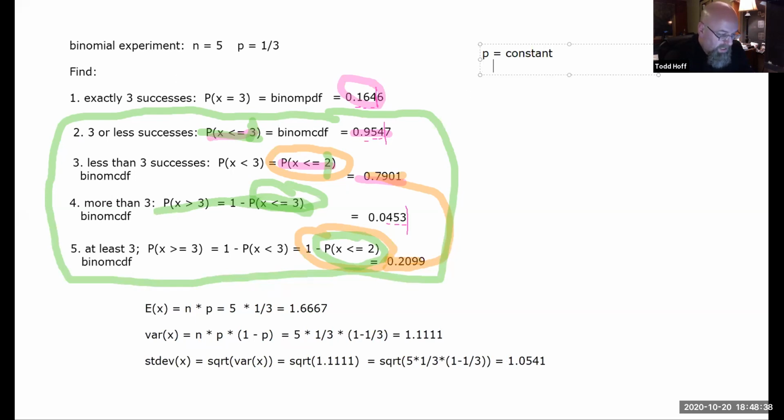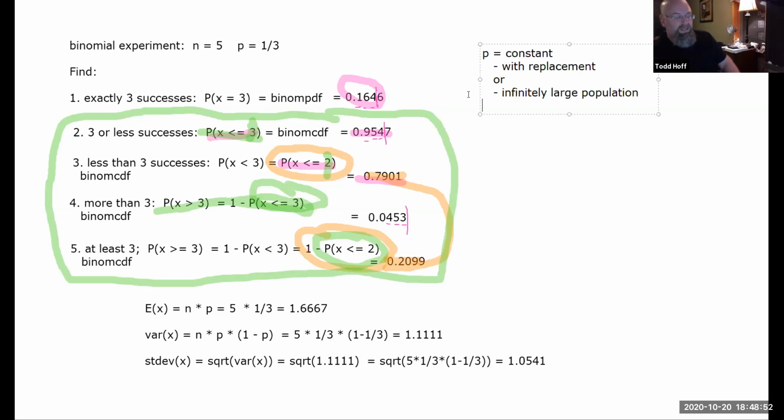In other words, either the selection is done with replacement, or we have an infinitely large population. If it's an infinitely large population, then it really doesn't change the numbers whether we put the one back or not, because it's still an infinitely large population. Now, realistically, we never have an infinitely large population. We can't have an infinite amount of anything.